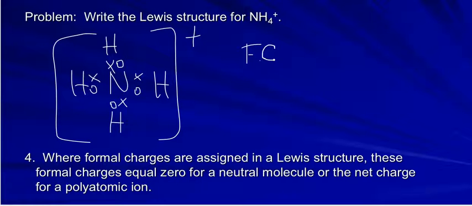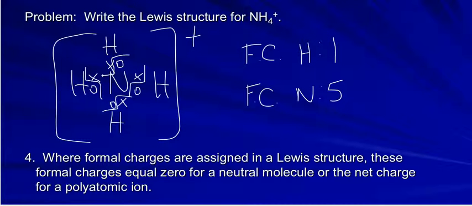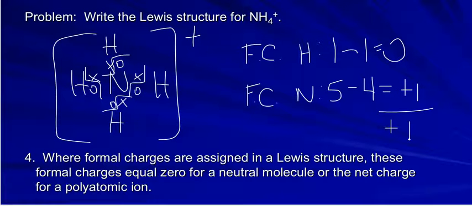If I look at the formal charge of hydrogen and of nitrogen, for hydrogen, 1 valence, nitrogen 5, and then we split these electrons evenly. So each hydrogen has 1 assigned, formal charge is 0. Nitrogen has 4 assigned, formal charge of +1. The total formal charge for the ion is +1, which is the same as the charge on the ion itself.